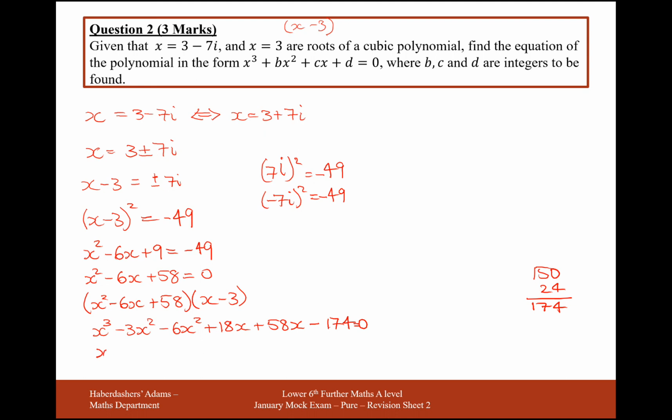So simplifying this, we're going to get x cubed minus 9x squared plus 76x minus 174 equals 0. So to summarise, b is going to equal the value minus 9, c is going to equal the value 76, and d is going to equal the value minus 174. Okay, great, 3 marks.